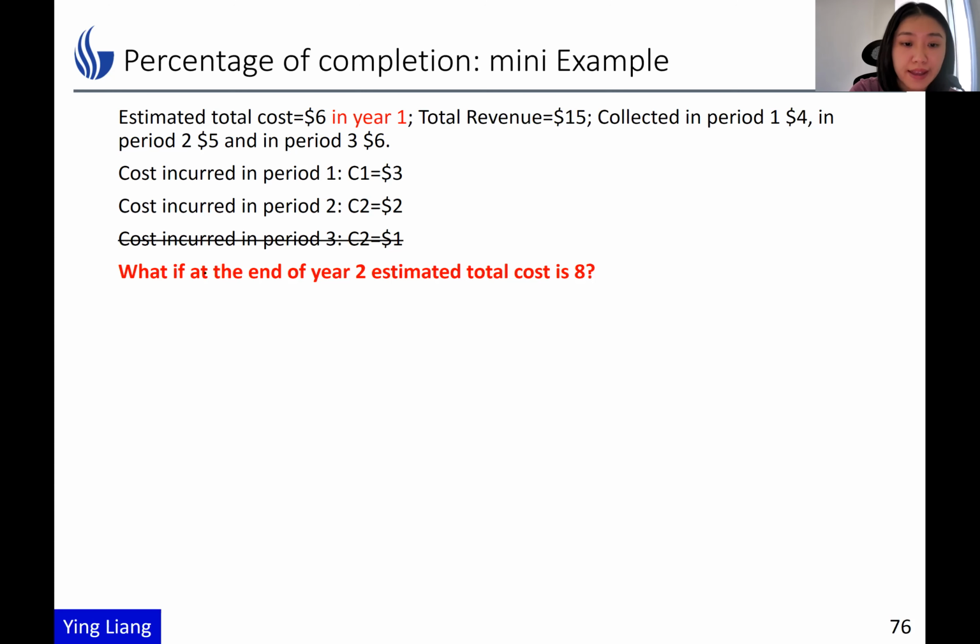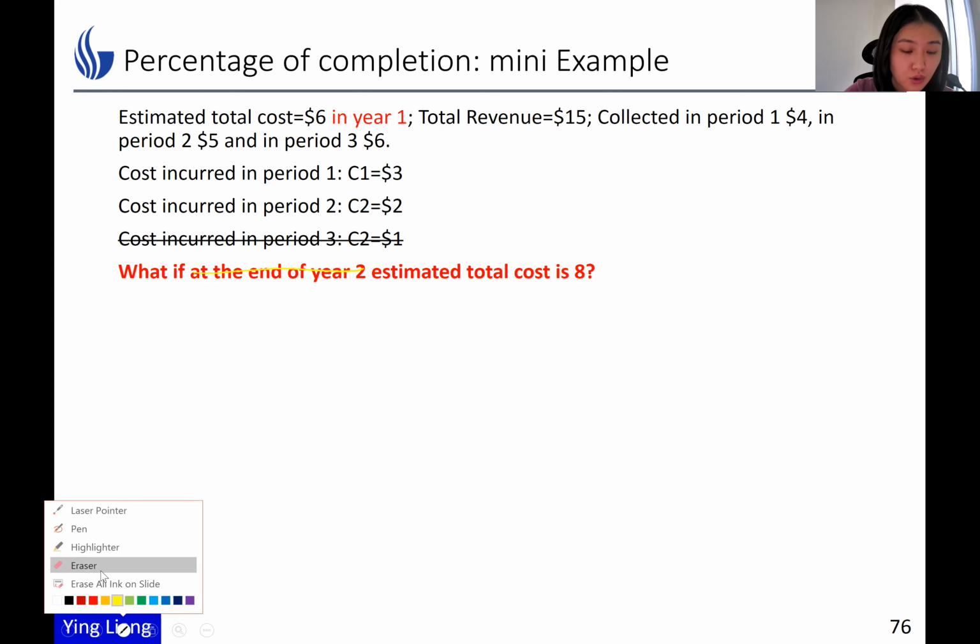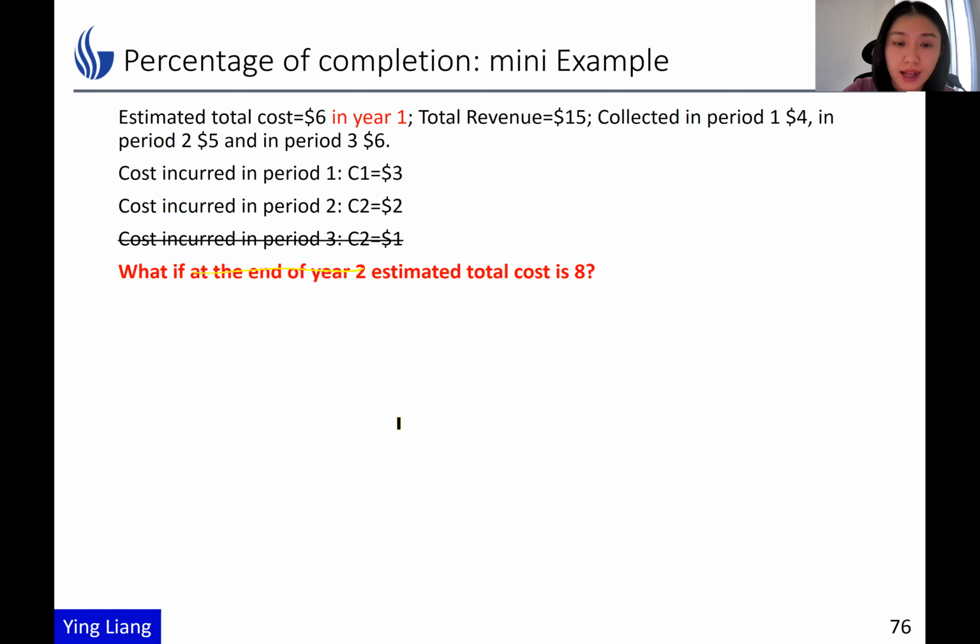But what if at the end of year two, our estimated total cost changed from $6 to $8? Let me use a highlighter, right? Before, in year one, we estimated the cost is $6. But at the end of year two, oops, we actually cannot finish the project using $6. It's gotta be more. Our estimation was wrong last year.